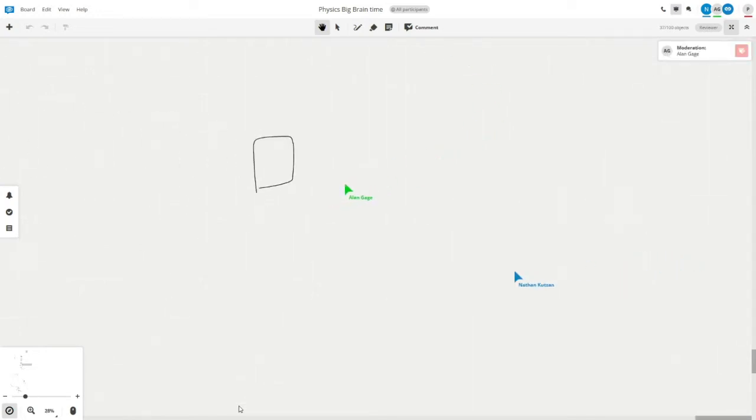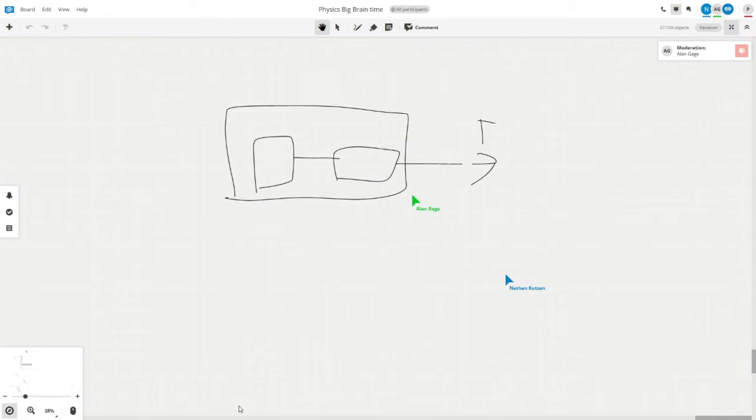So for example, if you make a system and then you have a force here, a tension, you can treat all of this as one system, and you don't have to do the tensions in between these two boxes. You can just take their total mass and use F equals ma and get the acceleration.